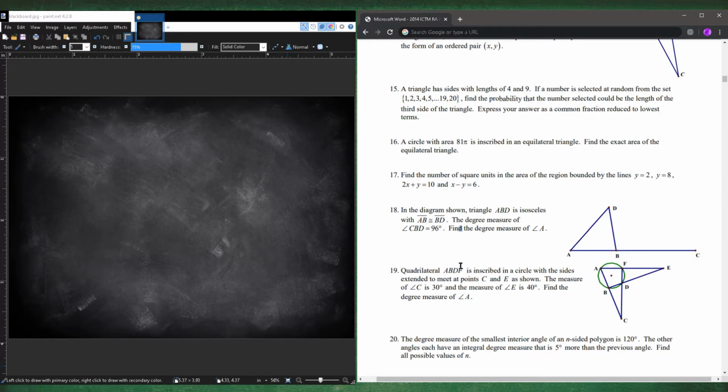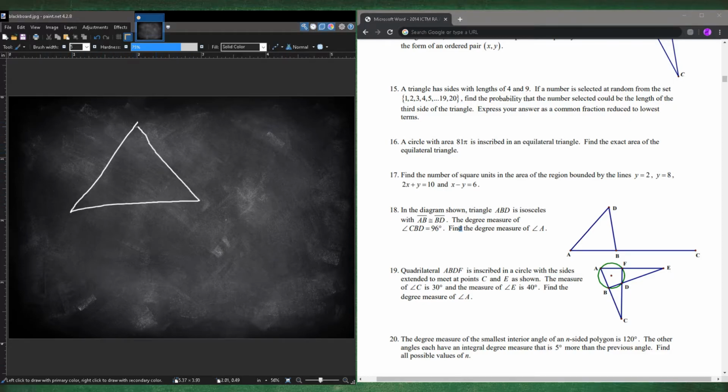16. A circle with area 81 pi is inscribed in an equilateral triangle. Find the exact area of the equilateral triangle. So we have a triangle, and we have a circle with area 81 pi. That means the radius is 9, right? Because the area of a circle is pi radius squared, so the square root of 81 is just 9.